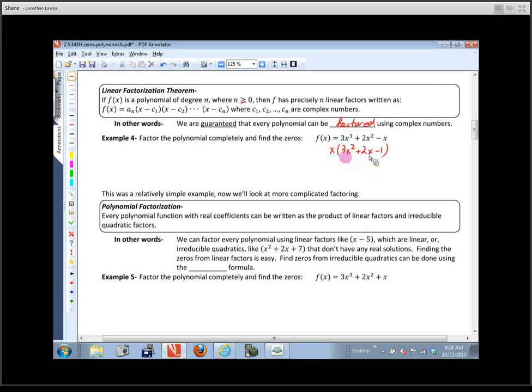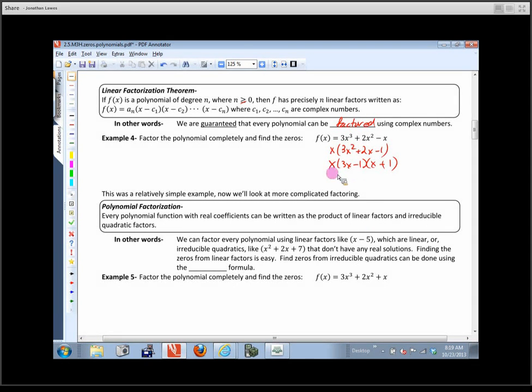This is still a relatively easy trinomial. I could write a 3x here and an x here. The only way to make a 1 is to put a 1 here and a 1 there. And which one needs to be negative, the first one or the second one? Middle term has to be positive. Okay. This one needs to be negative. That one needs to be positive.